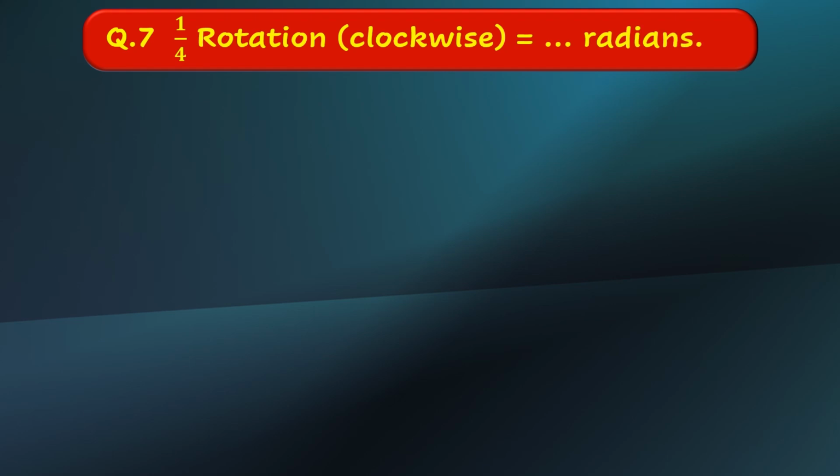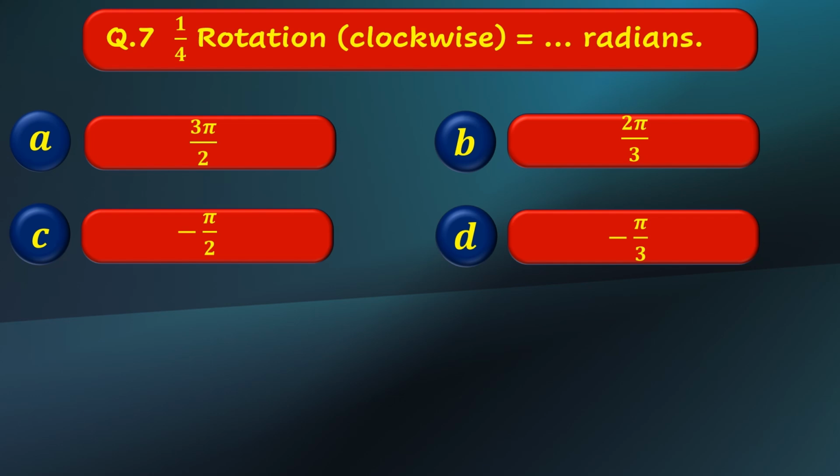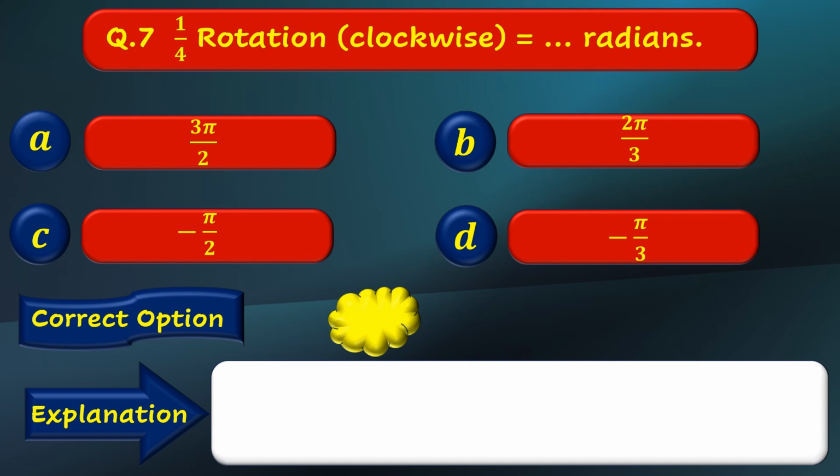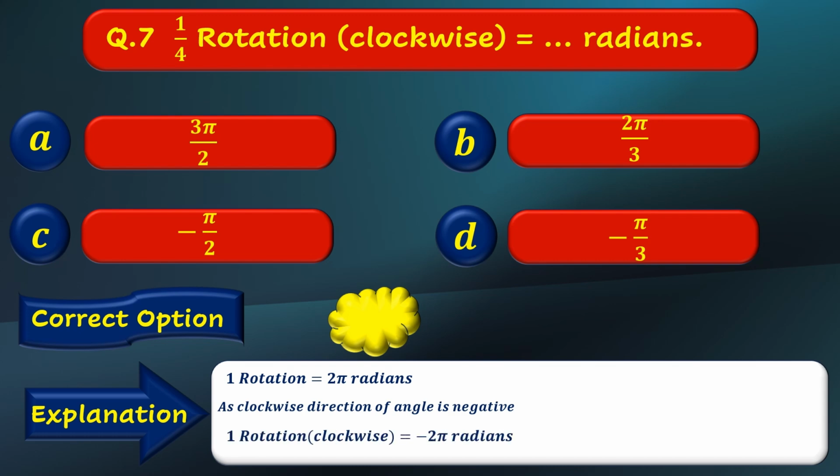1 by 4 rotation clockwise is equal to, and the options are. Let's find out which one is the correct option. But before that, let's explain it. We know that one complete rotation is equal to 2 pi radians. But as we are to find 1 by 4 rotation clockwise, and as clockwise direction of angle is negative, therefore one rotation clockwise will be equal to minus 2 pi radians.